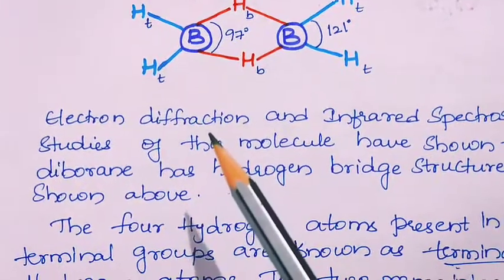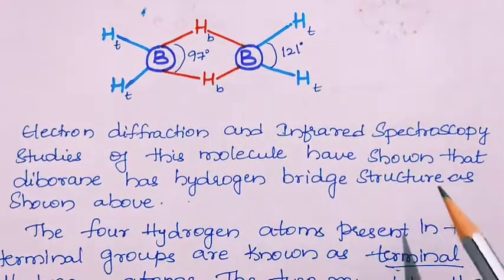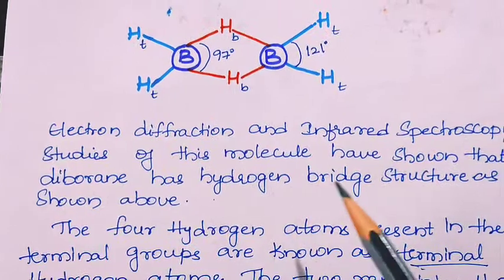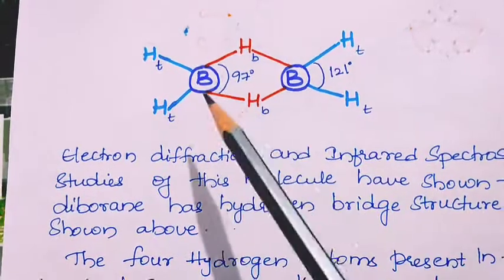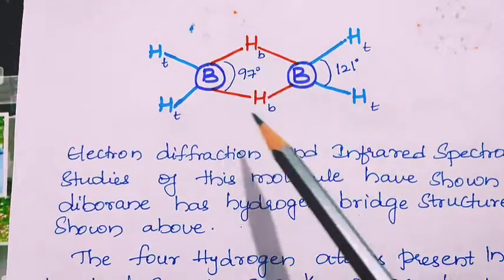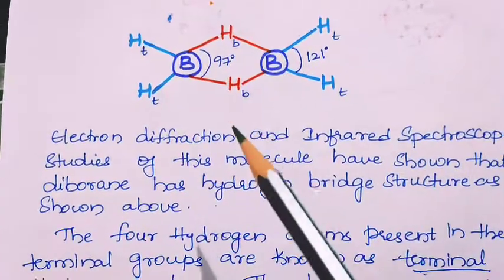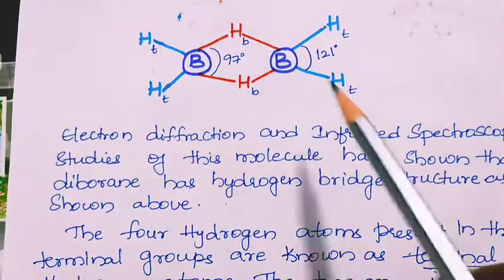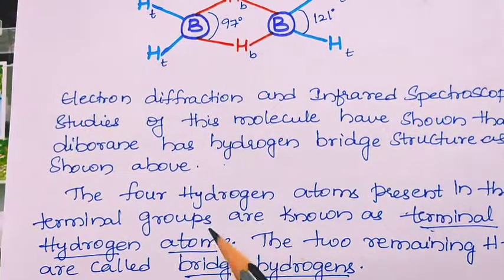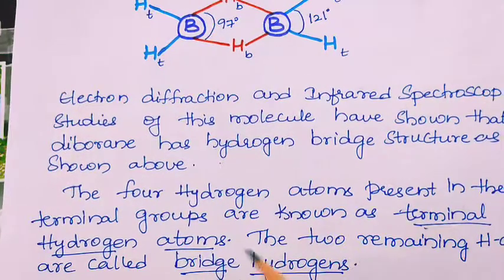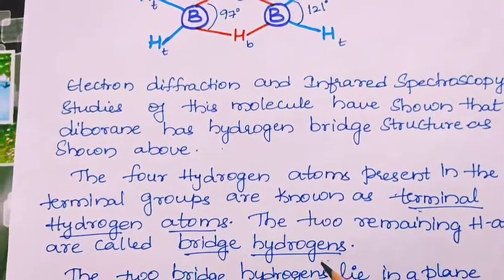Electron diffraction and infrared spectroscopy studies of this molecule have shown that diborane has a hydrogen bridge structure as shown above. So you can see in this structure there is a bridge type structure. 2 hydrogens are attached to the boron atoms through a bridge like form, and the 4 other hydrogens are at the terminal positions. The 4 hydrogen atoms present in the terminal groups are known as terminal hydrogen atoms, and the 2 remaining hydrogen atoms are called bridge hydrogen atoms.